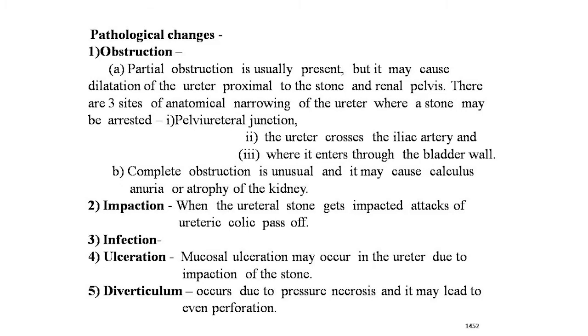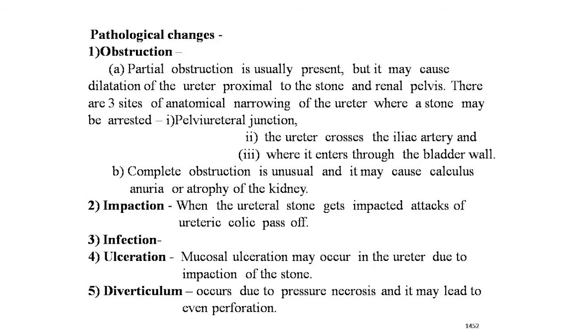First, obstruction. Ureteral stones are seldom completely obstructive, so urine can flow around them. Partial obstruction is usually present, but it may cause dilatation of the ureter proximal to the stone and of the renal pelvis. If the stone passes within a few days, there is no evidence of renal damage, but if the stone remains, hydronephrosis may gradually develop. If the stone remains for weeks or months, irreparable damage to the renal parenchyma may occur.